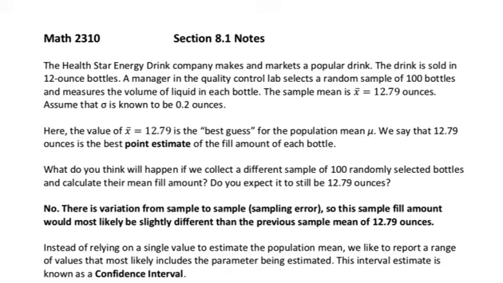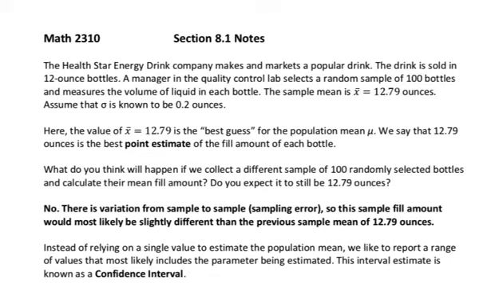In this video for section 8.1, we're going to introduce the idea of a confidence interval. Here's an example. The HealthStar Energy Drink Company makes and markets a popular drink that is sold in 12-ounce bottles. A manager in the quality control lab selects a random sample of 100 bottles and measures the volume of liquid in each. They find a sample mean of 12.79 ounces, and we're going to assume that sigma, our population standard deviation, is known to be 0.2 ounces.